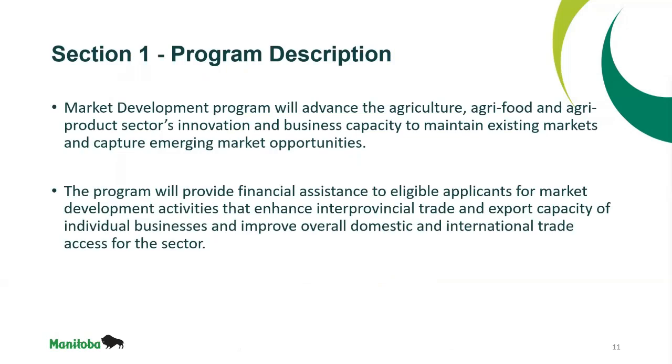So in terms of the program description, the Market Development Program will advance the agriculture, agri-food, and agri-product sectors' innovation and business capacity to maintain existing markets and capture emerging market opportunities. The program will provide financial assistance to eligible applicants for market development activities that enhance interprovincial trade and export capacity of individual businesses and improve overall domestic and international trade access for the sector. So kind of big picture there.